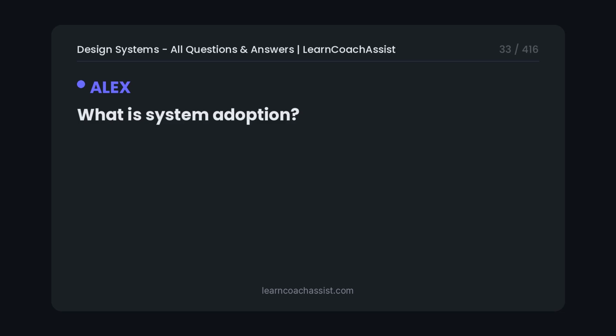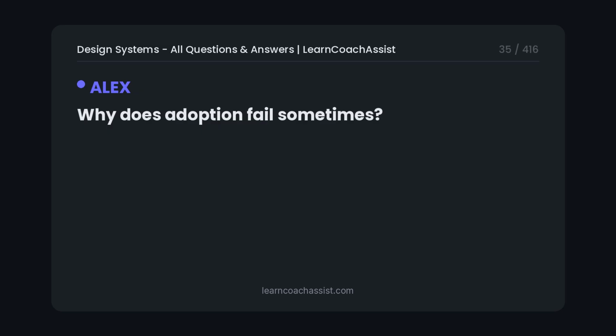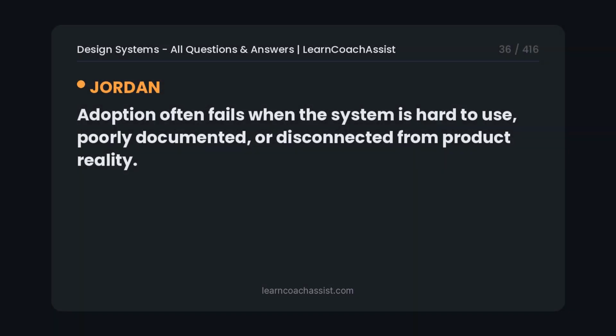What is system adoption? System adoption is the degree to which product teams actually use the design system in day-to-day work. Why does adoption fail sometimes? Adoption often fails when the system is hard to use, poorly documented, or disconnected from product reality.